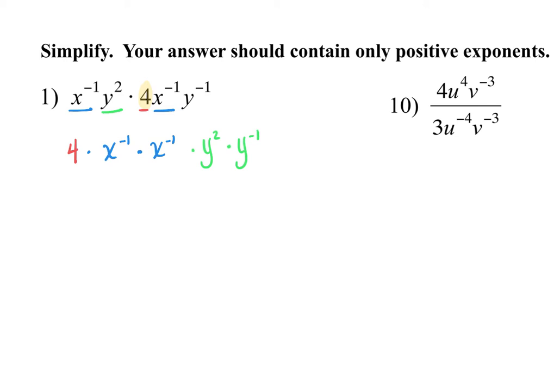And so if I were you, I would write it out this way, because you're going to make simple mistakes if not. And then I just simplify each piece of this. My 4 can't simplify, so it stays. For my x's, I add these exponents. I have negative 1 plus negative 1. What is that? X to the negative 2. Negative 1 plus negative 1 is negative 2.